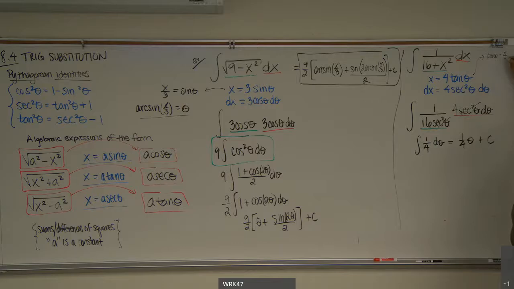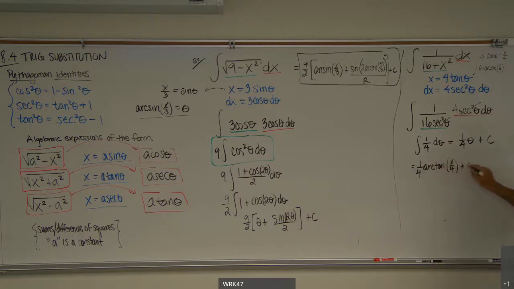Tangent of theta is x over 4. So then theta is arc tangent, the inverse of tangent, of x over 4. And so what's my answer? 1/4 arc tangent of x over 4.